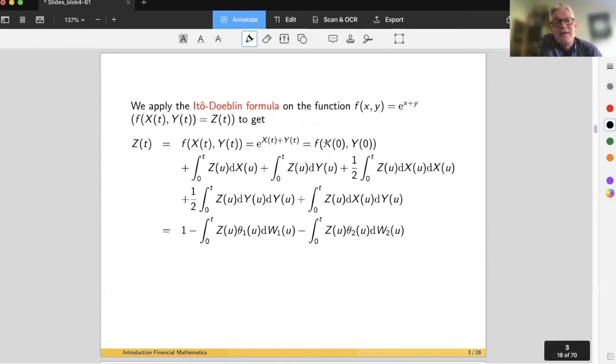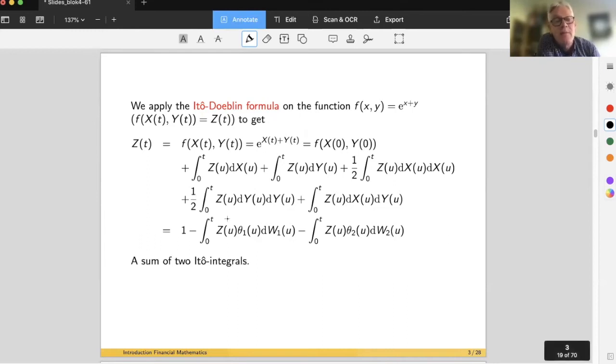So f(x0, y0) is equal to 1. And when we write it all out diligently, then the only thing that remains is minus the integral from 0 to t of Z_u theta_1(u) dW_1(u), minus the integral from 0 to t of Z_u theta_2(u) dW_2(u). And this is a form that we like. Of course, we recognize here two Ito integrals with respect to the Brownian motion, and that is always good.